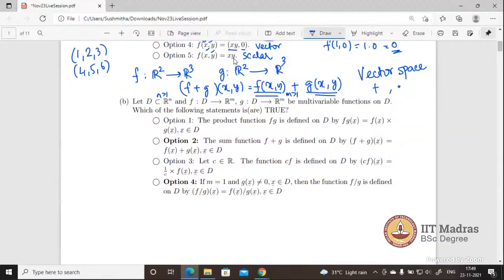Let's directly go to option 2. The sum of f and g is given by this. Is it right? F plus g of x is f of x plus g of x. Yes, that's how we add two vectors. In general, any two functions you add like that, even if it is from R to R: f of x plus g of x.